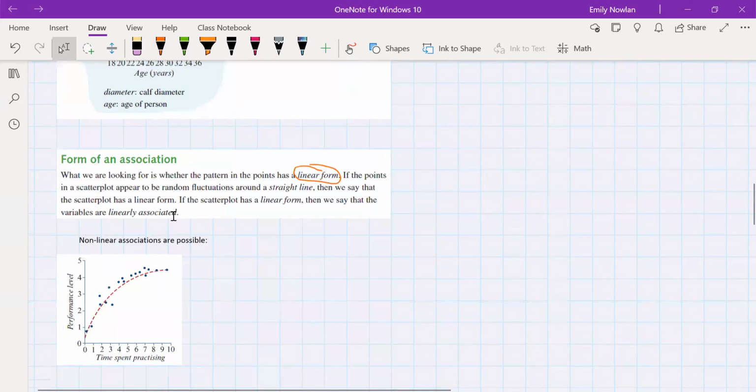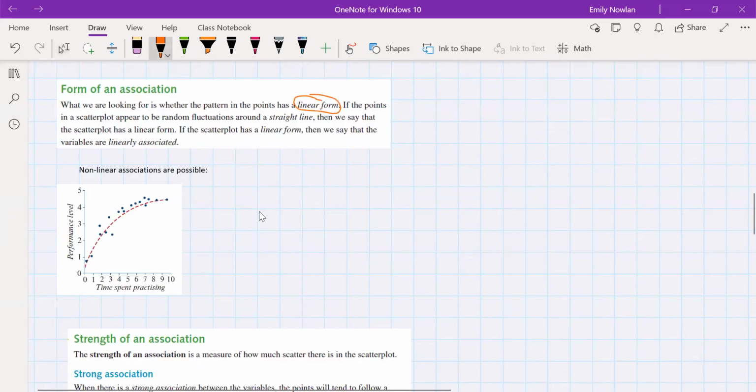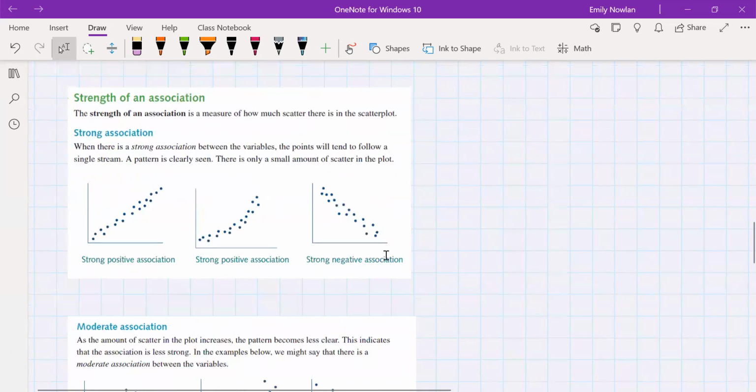But you can have other associations; you can have non-linear associations. This one is time spent practicing and how good you get at it. Initially, when you start practicing, you improve rather quickly, and then as you spend more and more time practicing, the improvements you make are not as great as when you started. So that's a non-linear association. Non-linear associations are possible, but the ones we are looking at are just the linear ones.